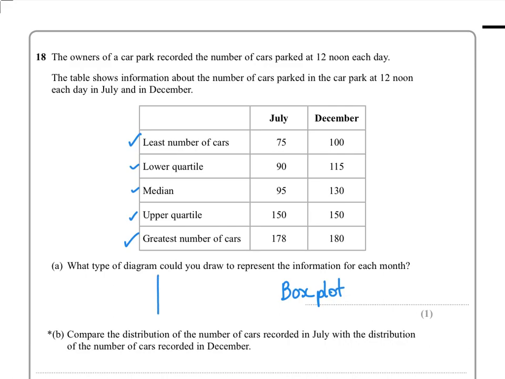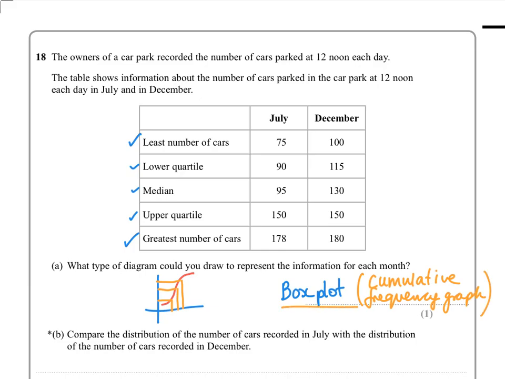However, you also know that when you've got a cumulative frequency curve, an ogive, you can find the median, the lower quartile, and the upper quartile, and so you could use cumulative frequency. That's fine. But I'd go for box plot.